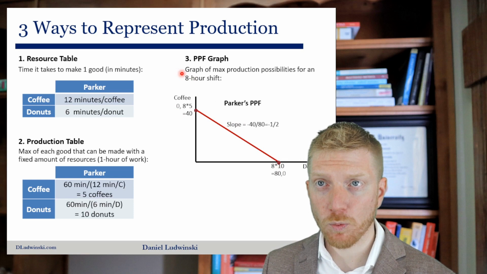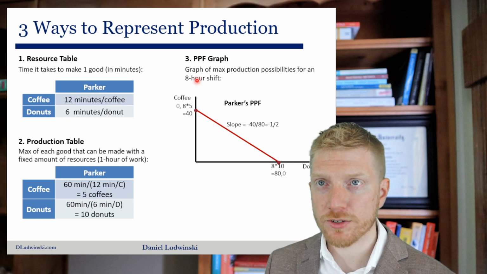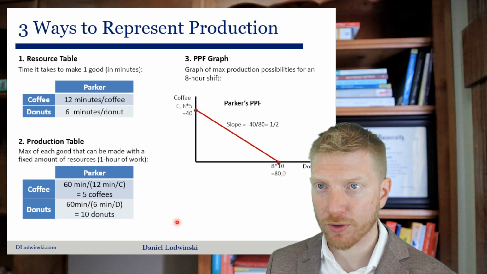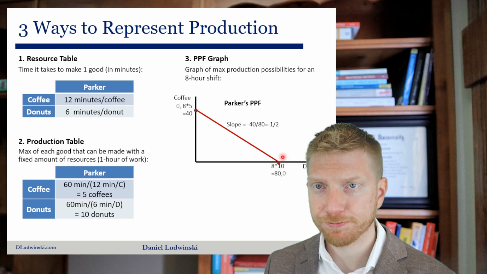And this is with 8 hours. So you can think about taking this production table and multiplying it by different combinations of 8 hours. Right? So 8 hours times 5 coffees per hour gives us the max here of 40 coffees. 8 hours times 10 donuts per hour gives us the max of 80 donuts.